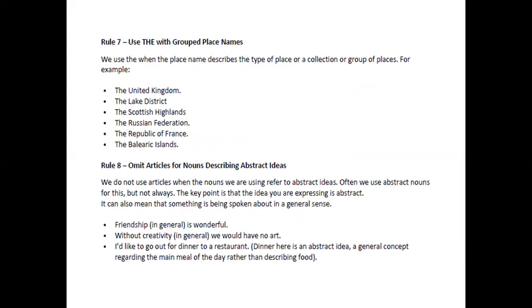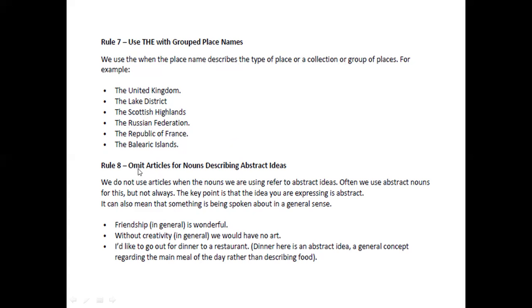Next, what is rule 7? Use the with group place names. So the can be used in group place names. We use the when the place name describes the type of place, or a collection or a group of places. For example, the United Kingdom, the Lake District, the Scottish Highlands, the Russian Federation, the Republic of France, the Balearic Islands. So here the can be used with group place names.